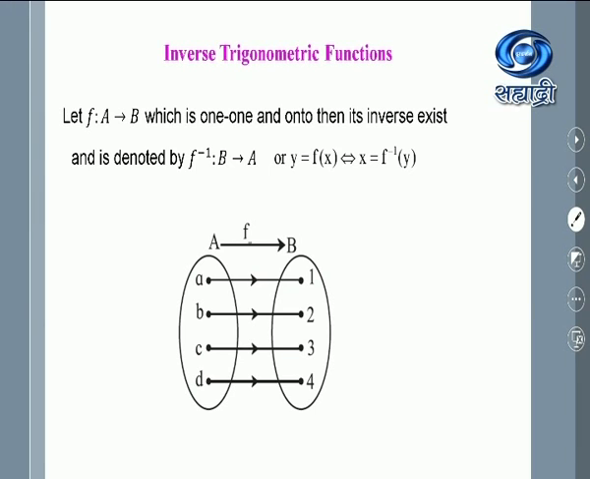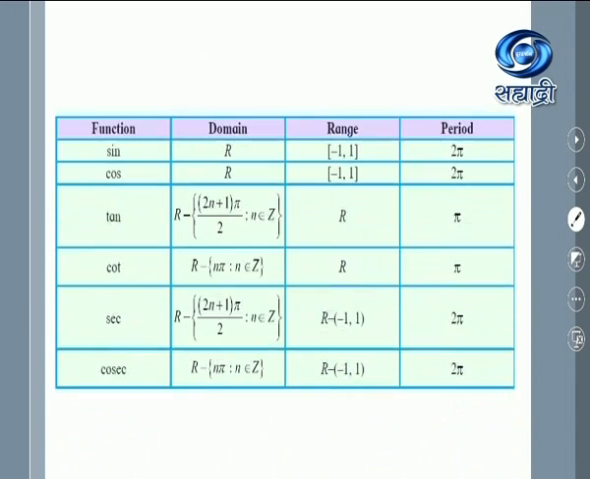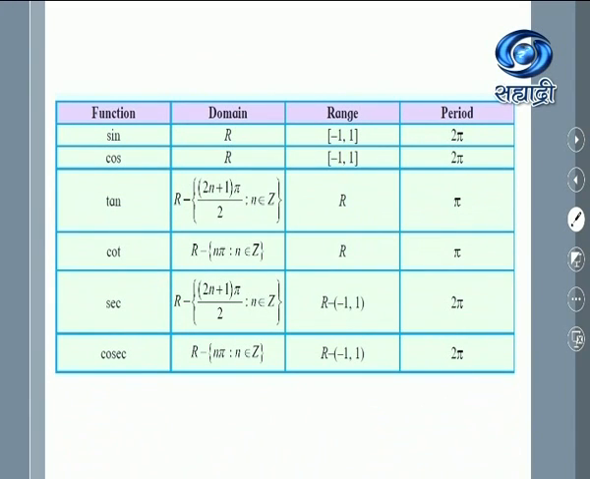But does it mean that the inverse does not exist? No, we can't say like that. What we will have to do is put restrictions on the trigonometric functions so that the function becomes 1-1 and onto. So this is a very, very important condition you will have to remember.